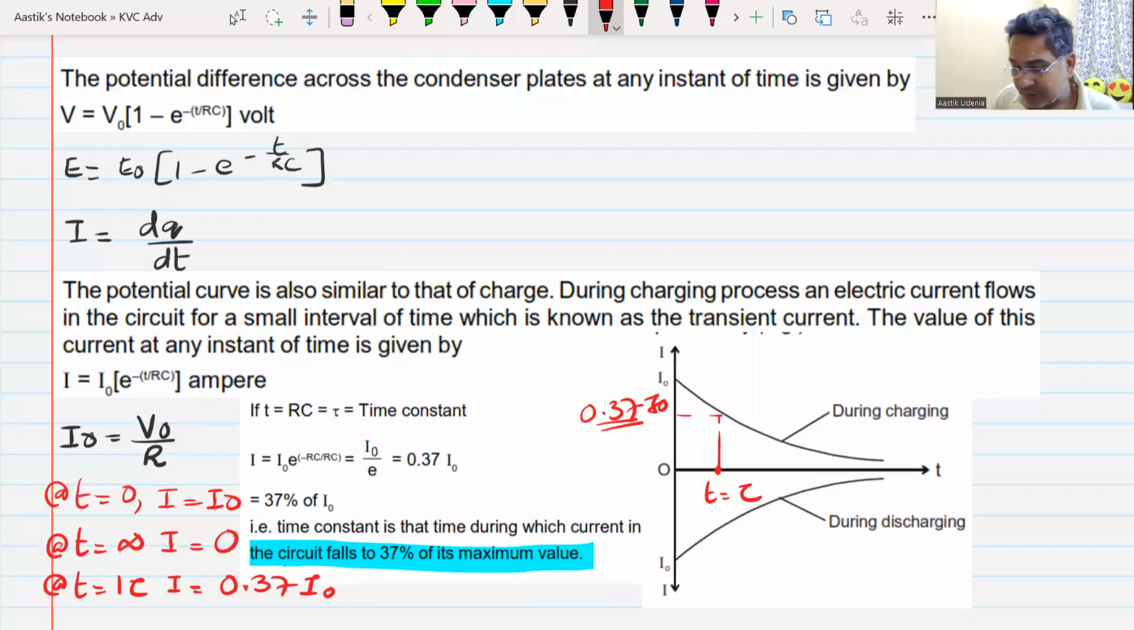Now we can move ahead and see a very important thing in this particular case. We have seen that I've written here.